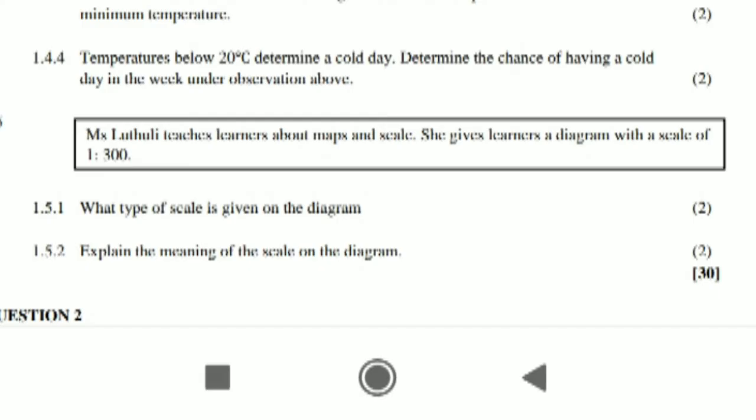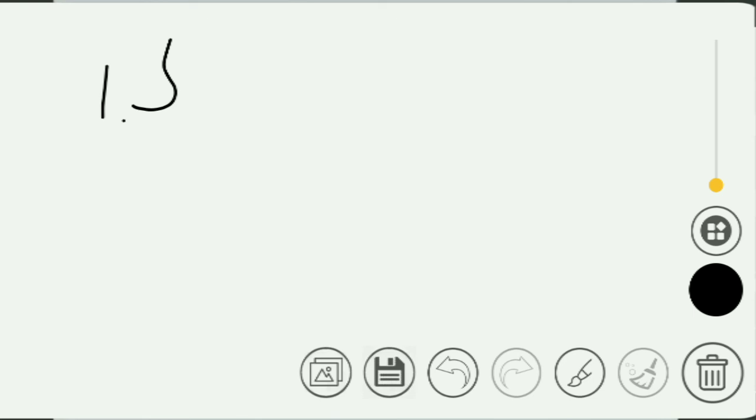The question on 1.5 says, Miss Lutuli teaches learners about the map scale, giving learners a diagram with a scale of 1 to 300. What type of scale is given on the diagram? These ones are maps. So what type of scale is given on the map? The type of scale is number scale or ratio scale. Both answers are correct.